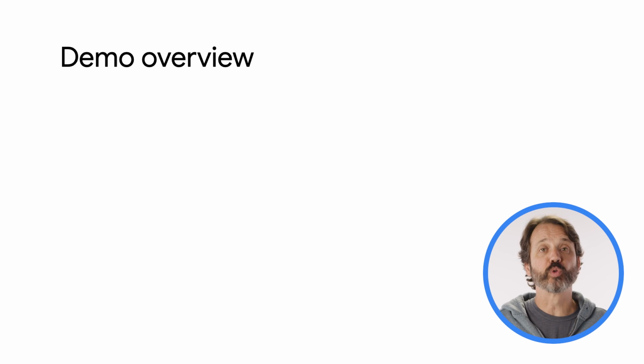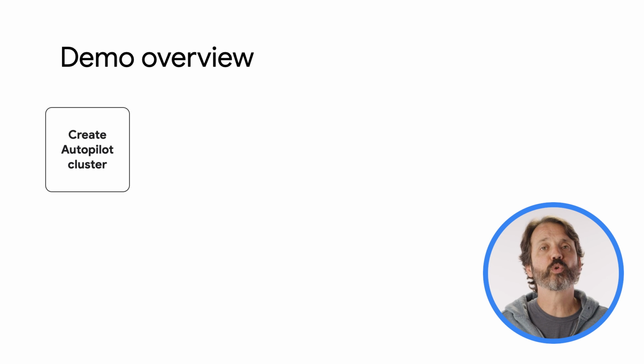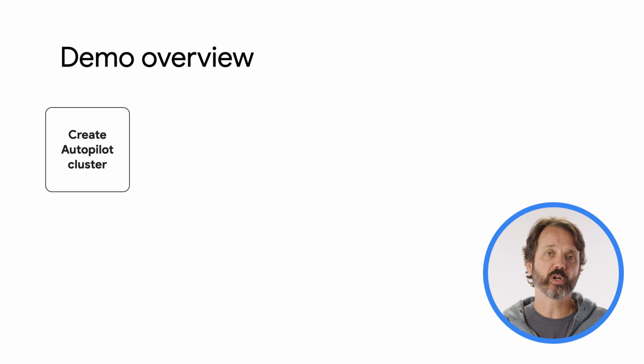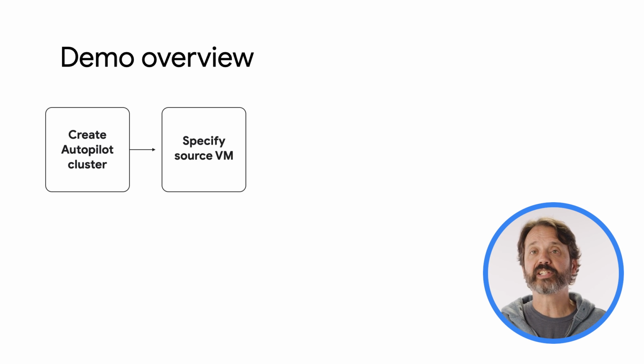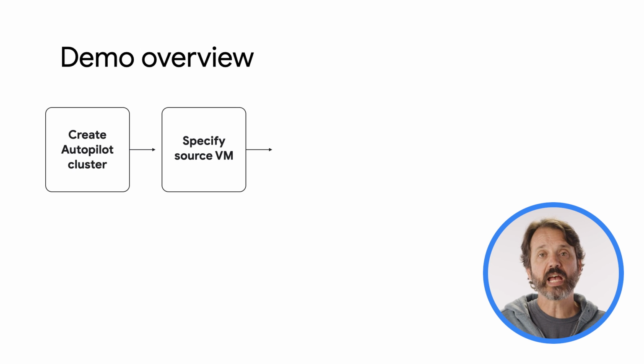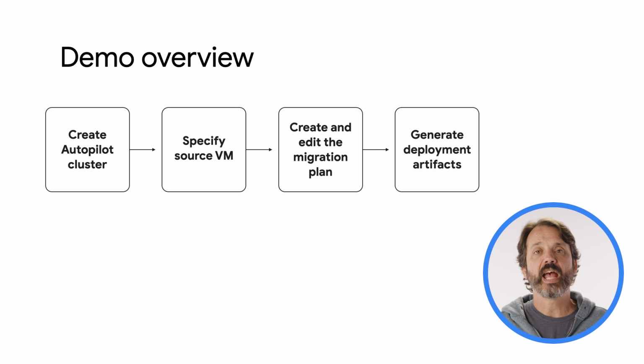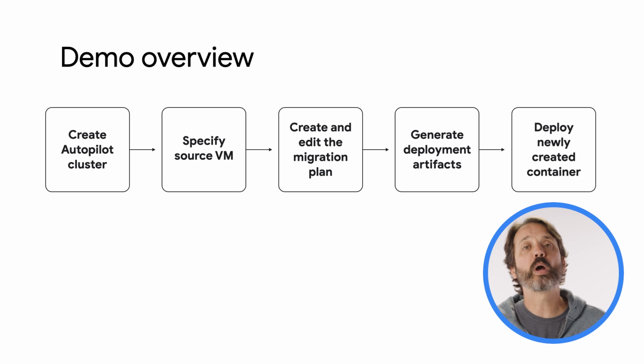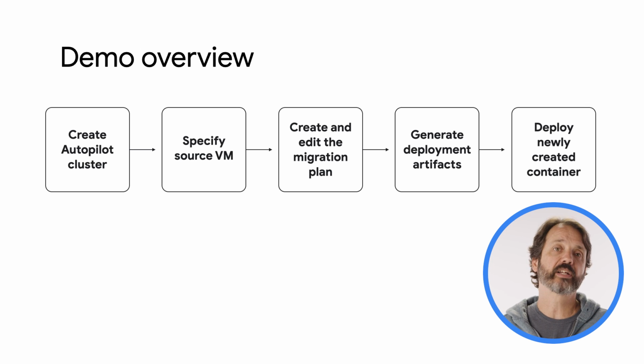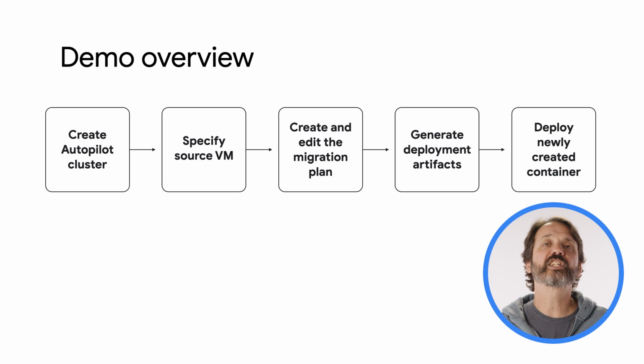Let's double back and drill down a bit into the steps associated with the third phase and what you'll see in the upcoming demo. First, we'll create a GKE Autopilot cluster. Then we're going to provide Migrate to Containers a source VM. The migrate processes will inspect the VM and generate a migration plan that we can edit as needed. From there, it will generate the deployment artifacts and a build script, which we will use to build a Docker container. We'll then deploy that container onto our Autopilot cluster. With that, let's jump into our demo.